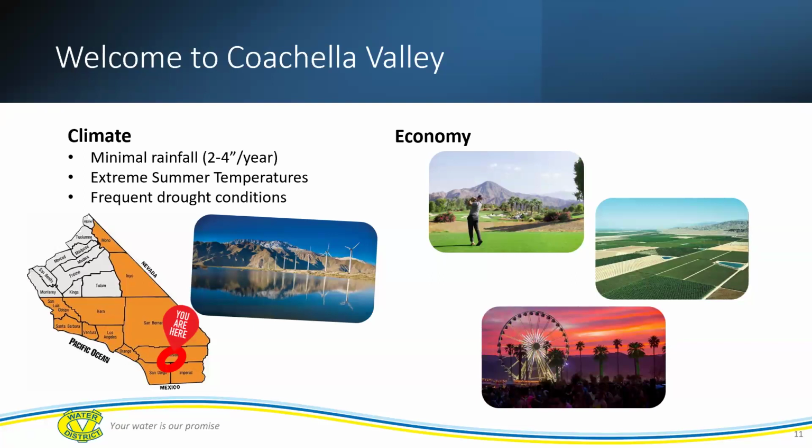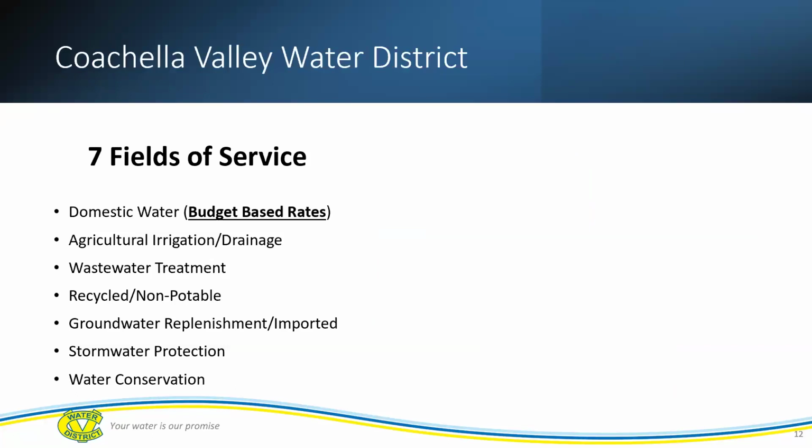Next slide. More specific just to Coachella Valley Water District, we have 7 fields of service. Domestic water, whereby we utilize budget-based rates. We also have agricultural irrigation, wastewater treatment, recycled water, groundwater replenishment, stormwater protection, and water conservation.